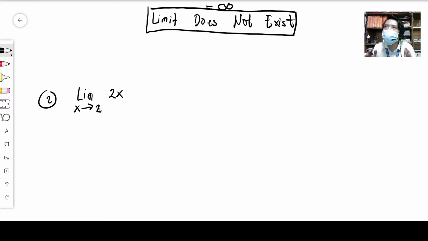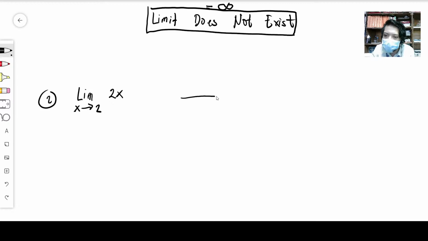Okay, so according to the definition of the limit, it is the value of the function as x approaches a certain number, and it only exists if and only if the left hand limit and the right hand limit are equal. So what is the left hand limit and the right hand limit? For example, the value of x is approaching 2. So what is that left hand limit?